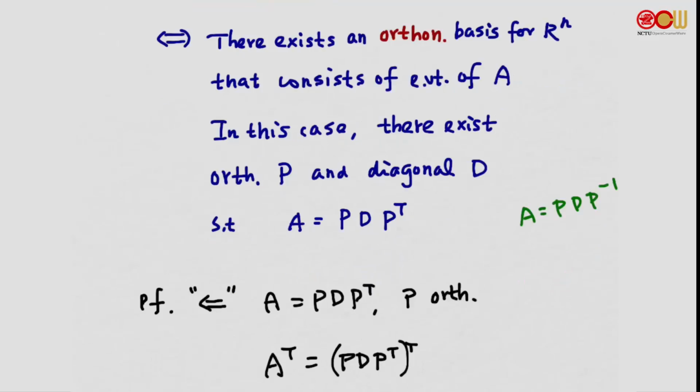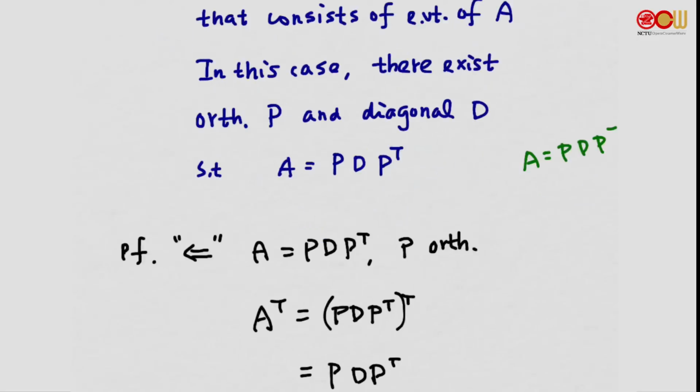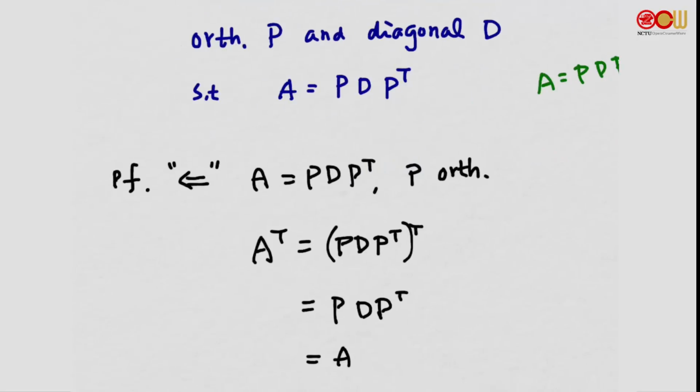We take the transpose of both sides. Then we get P transpose transpose here, D transpose is still D, and then P transpose. Voila, we get back A again. So this direction is not too bad, but I'm afraid that the other direction will require a lot of work.